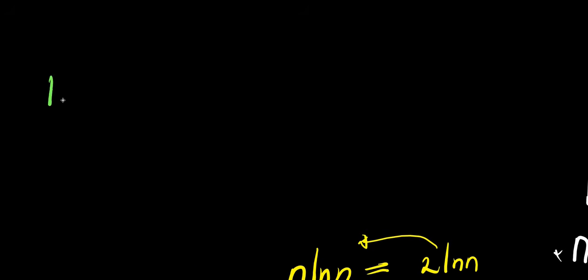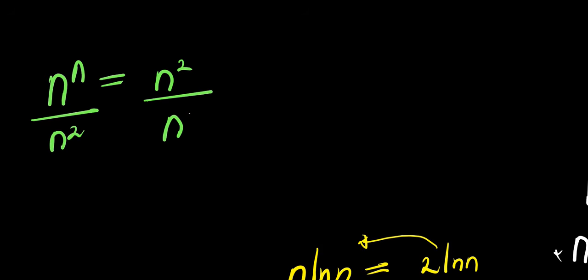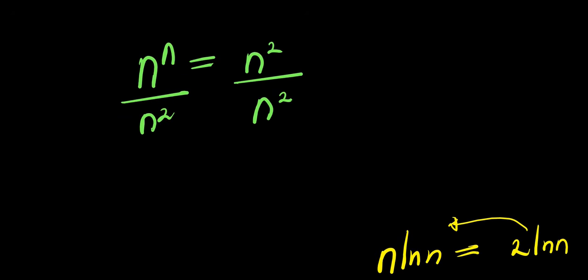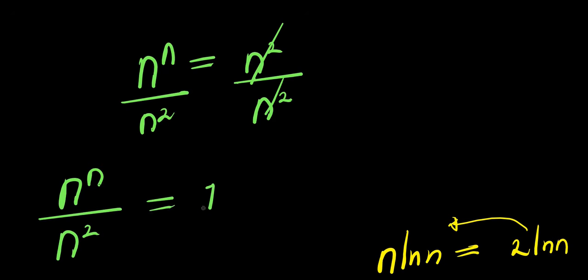Now, we have n power n equals n power 2. So what I'm going to do will be to divide each part of this equation by n power 2. Instead of making use of natural log, I decide to divide each part of this equation by n power 2. Now, n power 2 eliminates n power 2. So what we are going to have will be n power n divided by n power 2 equals 1.